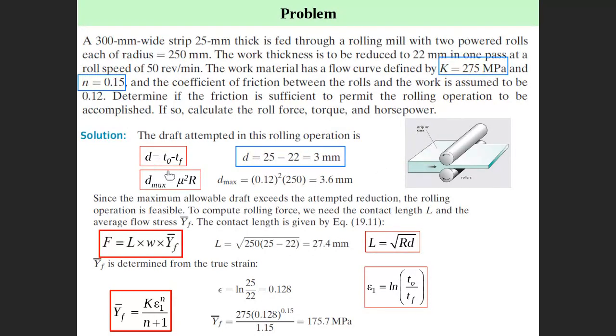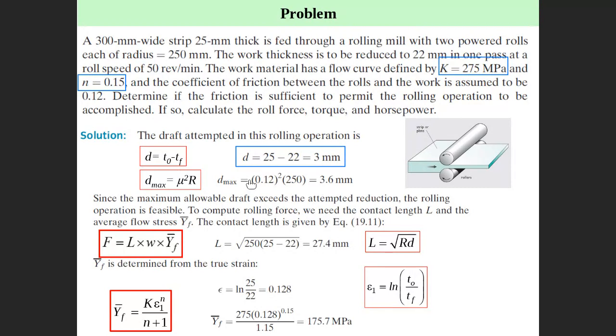Then you have to calculate the maximum draft. Maximum draft equal to mu squared R, mu squared R, then 3.6. So maximum draft is 3.6. The draft you're going to perform is 3, but maximum you cannot exceed 3.6. As long as the draft that you're going to achieve is less than the maximum draft you can achieve, then okay. Then the first question, is the friction enough to do the process? Yes, it is. You understand, guys?